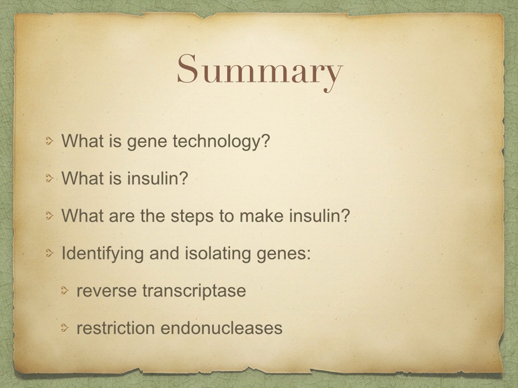So in summary, what have we looked at? Well, we discussed gene technology as manipulating or inserting genes into organisms. And remember that insulin is a protein that's got 51 amino acids. We went through the different steps to make insulin, so identifying the gene to be isolated, cloning the DNA, and inserting it into the vector, and then transformation and identification.